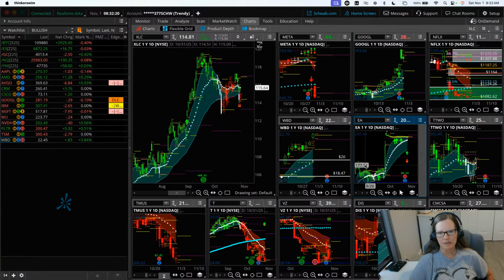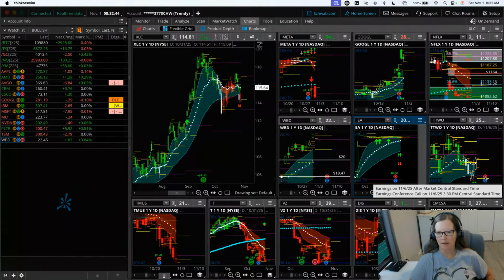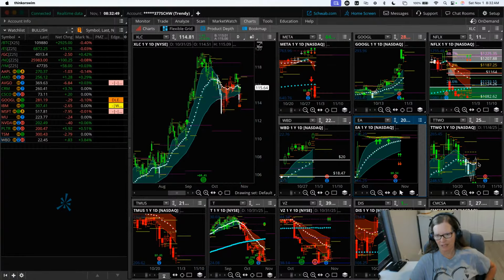EA, this one's kind of tough to trade, guys, and I really don't like this price action right here. It is very tight price action, so I'm going to stay away from that. TTWO, I think that's Take-Two. It has made a nice rally here. It has earnings coming up towards the end of the week. That's why I'm not putting it on the list, because this is a list just for next week.